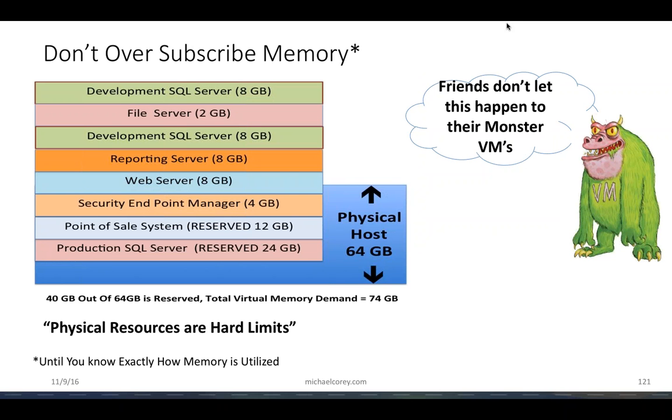And this just drives home that physical resources are hard limits. I apologize, people, I'm speeding up because I want to get through all this. So the point is, you should do memory reservations for all the critical systems and understand that once you do that, no one else gets that memory. It's reserved. And if you vMotion, it's got to have the memory reservation available or it won't start.